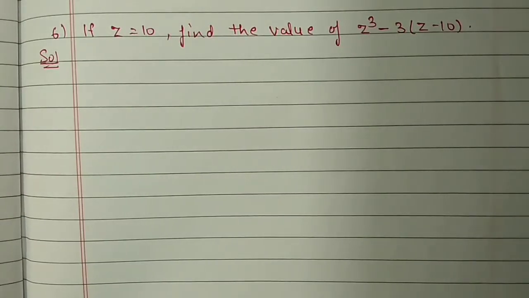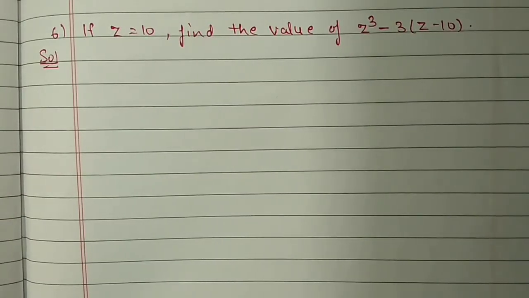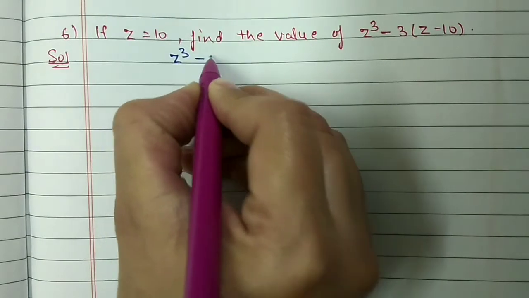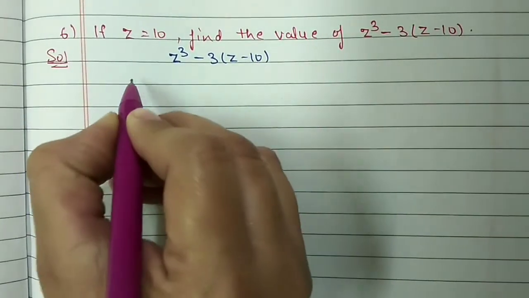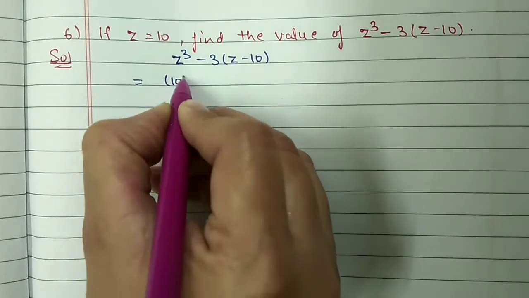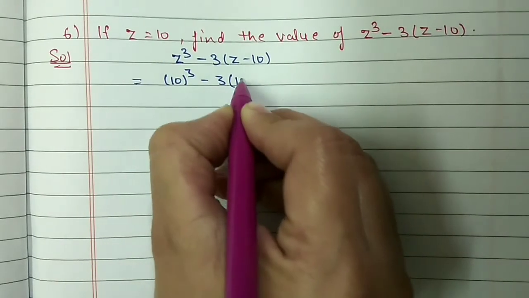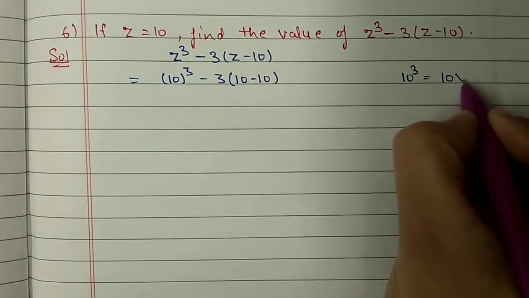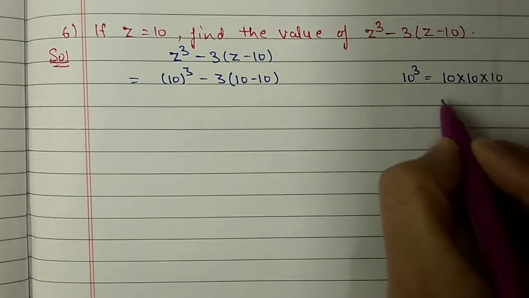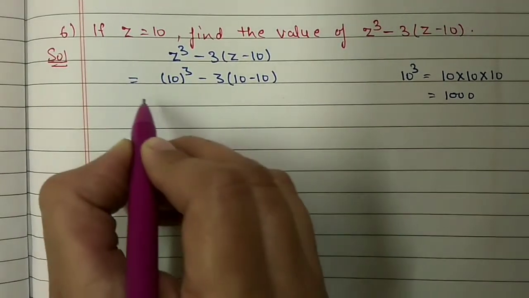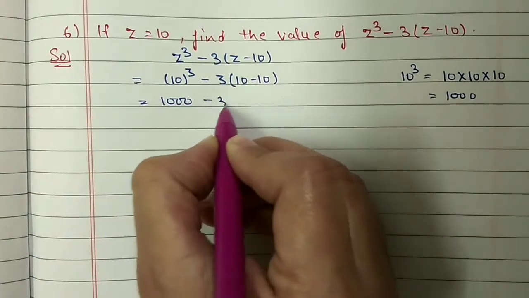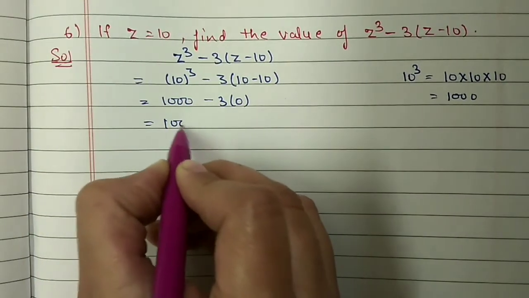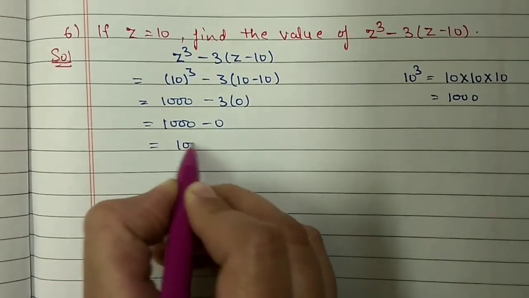Next, question number 6. If z is equal to 10, find the value of z cube minus 3z minus 10. So z cube minus 3z minus 10. We will substitute the values here. 10 cube minus 3 into 10 minus 10. And 10 cube means 10 multiplied 3 times. After multiplication we get 1000. So 1000 minus 3 into 10 minus 10 will become 0, and 3 into 0 will be 0. So 1000 minus 0 is equal to 1000.